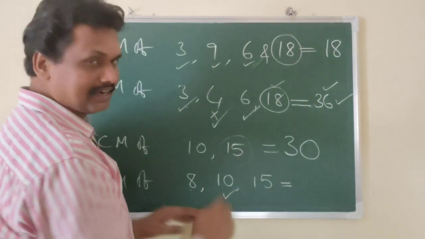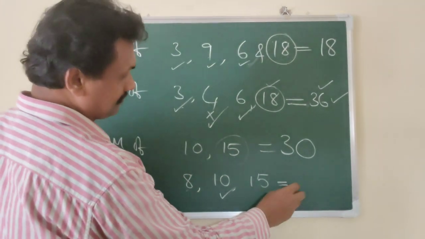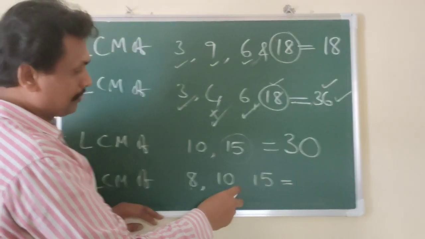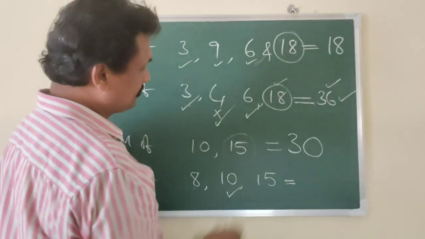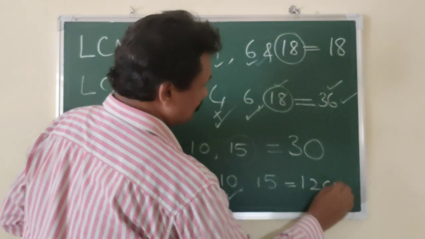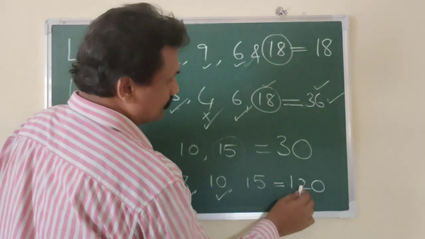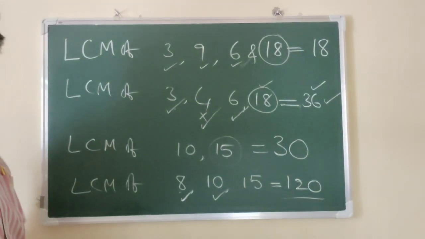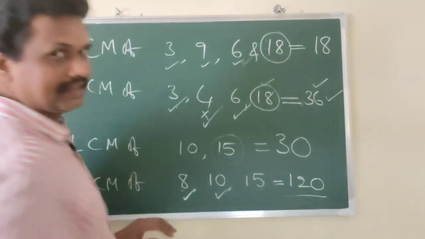Like that, select the 15 table. 15 ones are 15, 15 twos are 30, 15 threes are 45, no. 15 fours are 60, 15 fives are 75, 15 sixes are 90, like that. Go on proceeding with the 15 table. You will get 15 eights are 120, divided by 8. That's all. At that time 120 is the LCM. Like this, friends, it is possible to get it orally. Simply take multiples of the big number.